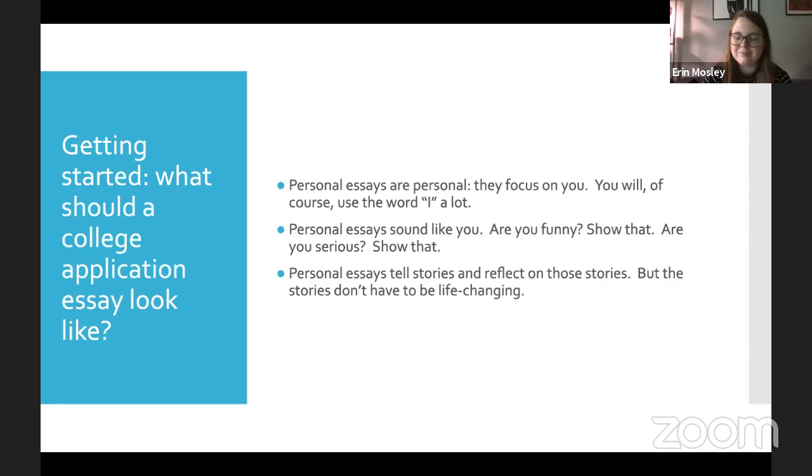So what should the essay itself look like? First of all, these are personal essays that are focusing on you and your story. So of course you'll be using the word I a lot. Don't write in the third person. Don't say, "That is when John decided it was time to get serious about athletics." No, you use the word I, because this is a personal essay.